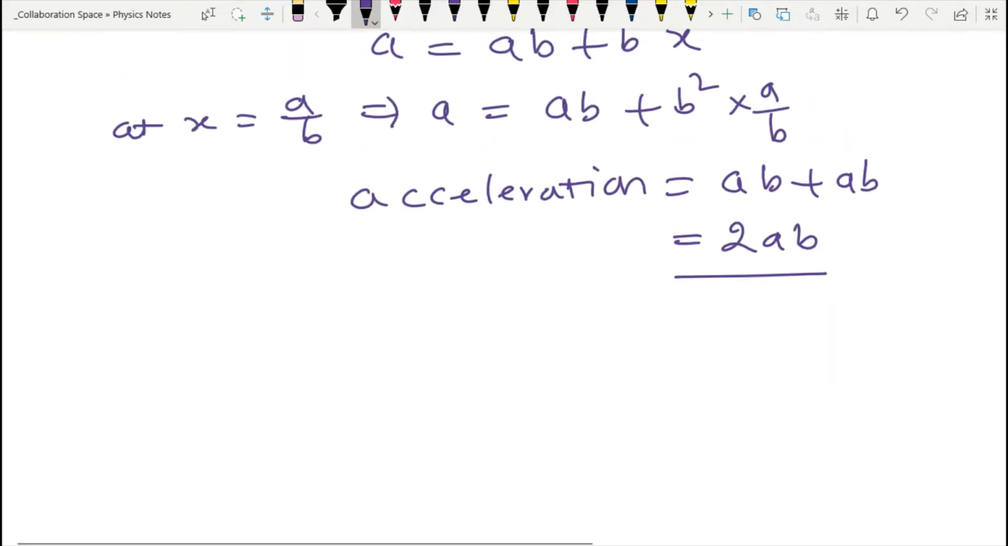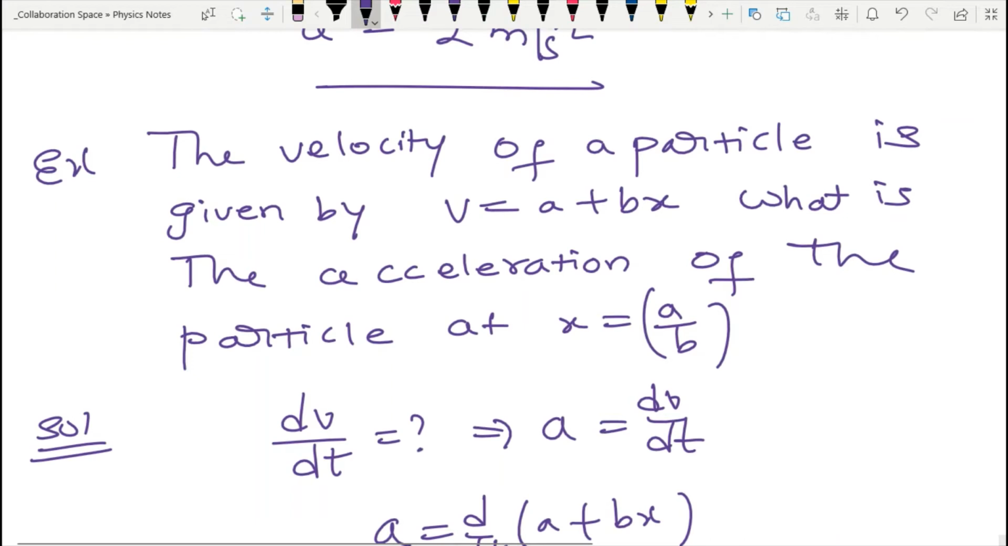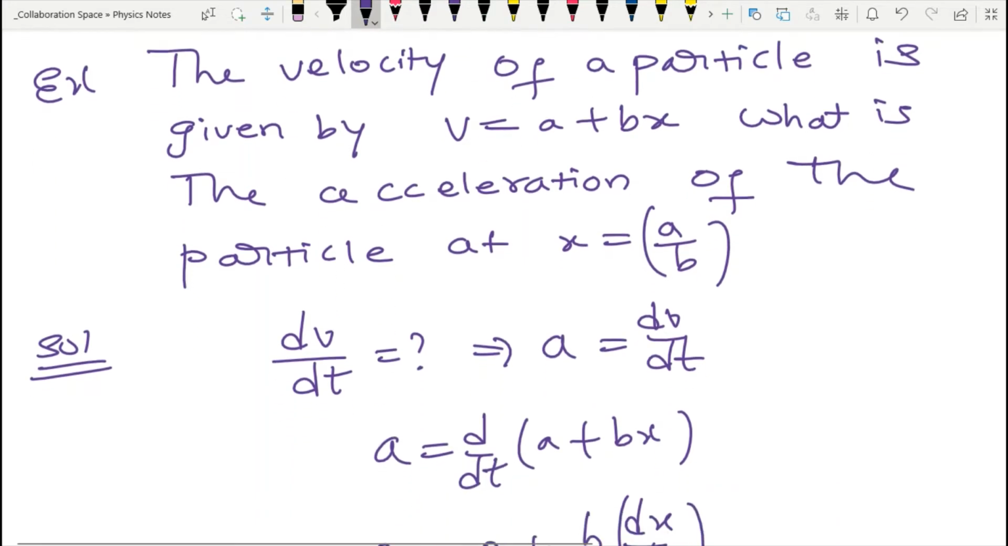Sir, can you explain that question once again, sir? The velocity of the particle is given by v is equal to a plus bx. What is the acceleration of the particle at x is equal to a by b? This is the question.